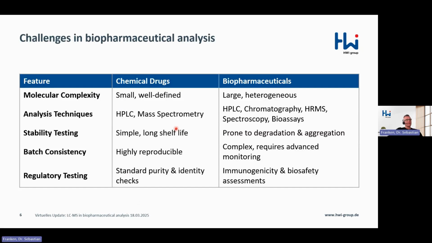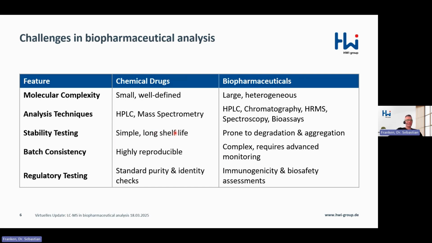This is true because if we directly compare with what we are used to, all these chemical drugs, they are small and well-defined, whereas biopharmaceuticals are large and heterogeneous. Even one biopharmaceutical is often not a homogeneous product. And that's why all the techniques that we use to analyze them are more sophisticated. If we look, for example, at mass spectrometry, we have to use high resolution mass spectrometry for analyzing biopharmaceuticals.